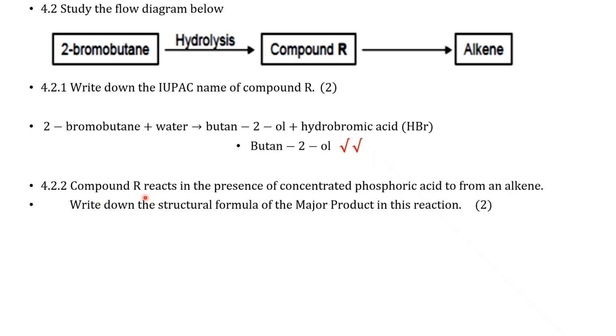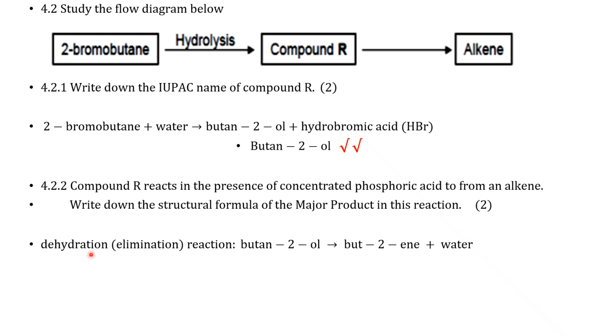4.2.2, compound R reacts in the presence of concentrated phosphoric acid to form an alkene. Write down the structural formula of the major product in this reaction. To go from an alcohol to an alkene generally involves the loss of water, or dehydration. It's a dehydration or elimination reaction.